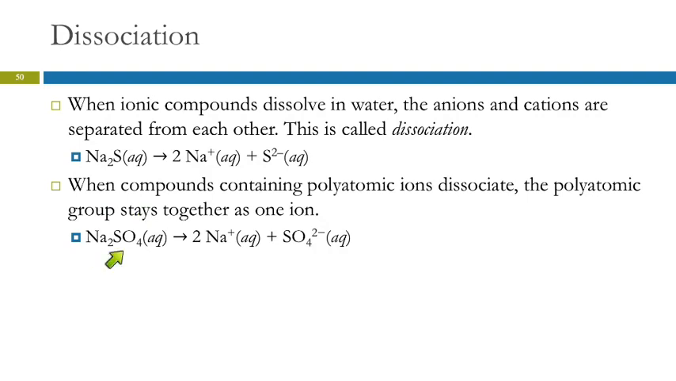So if you have something like sodium sulfate, here we have 3 elements. That does not mean we get 3 ions. Sodium is the cation, and sulfate is a polyatomic anion. Polyatomic ions stay together when an ionic compound dissolves and dissociates. Any questions?